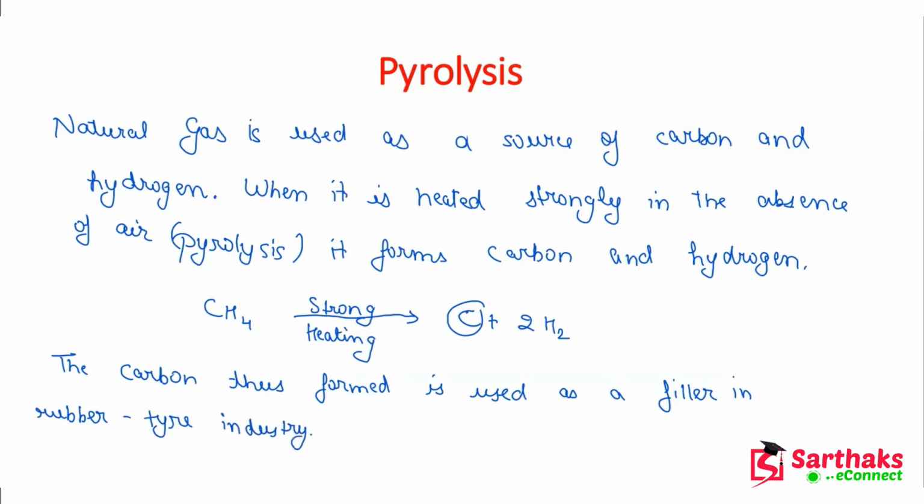And the hydrogen gas is used to manufacture ammonia. So they have multiple uses in all, and the hydrogen gas is used in the manufacture of ammonia.